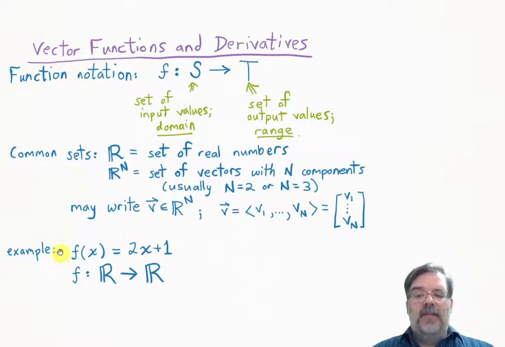Now, in previous classes, maybe in algebra or even calculus, you often would write functions with this notation. For example, f of x is equal to 2x plus 1. We're using our new function notation. We would write this as the function f has real numbers as input and real numbers as output. You can plug any real number into this function.